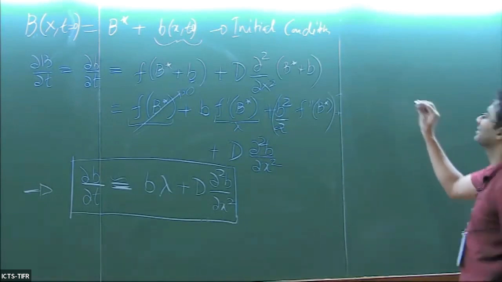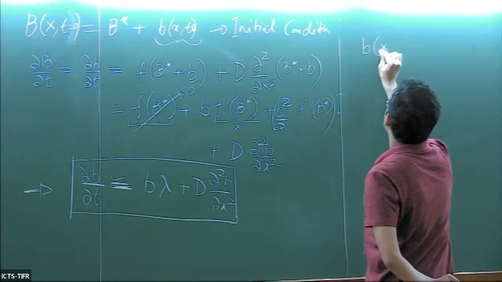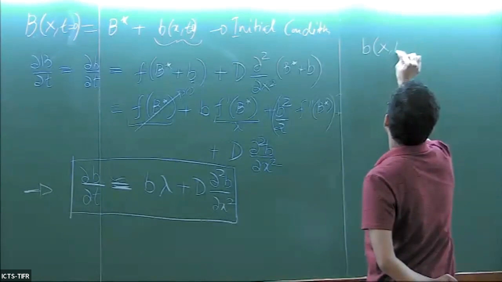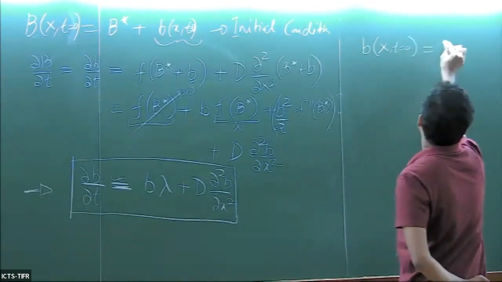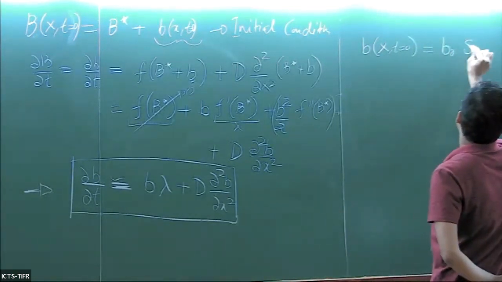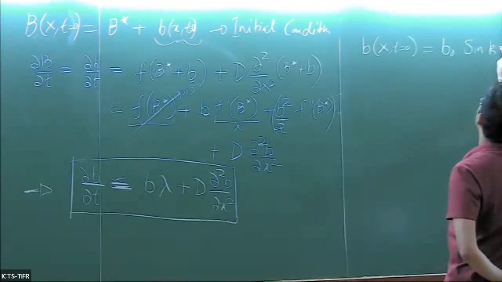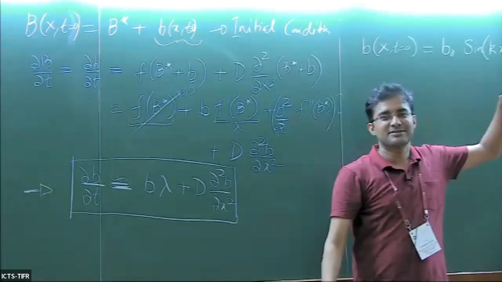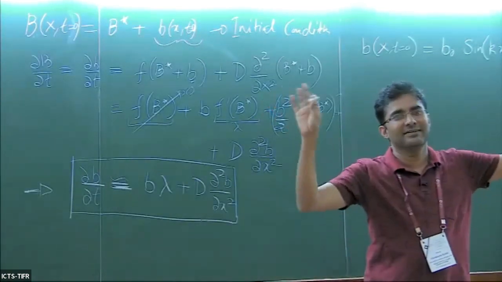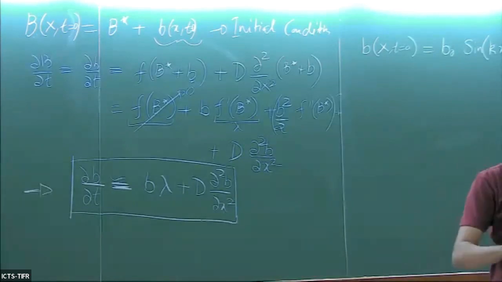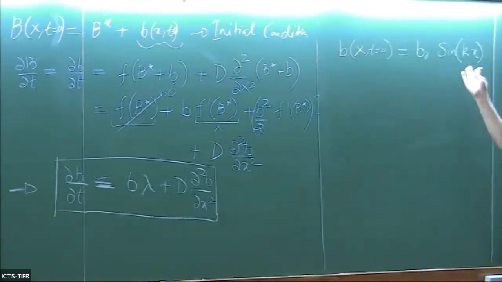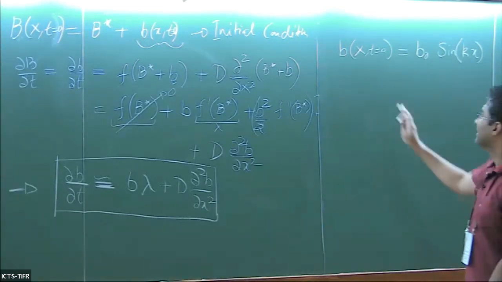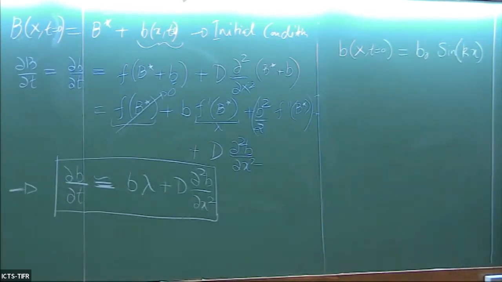Let's assume, for the sake of argument, that the perturbation I made was a sinusoidal perturbation. You can change this to cosine, you can change this to sine plus cosine, you can do whatever you want. But let us assume that I have actually made a sinusoidal perturbation with some wave number k. Let us see what happens to this perturbation. Should we do that?